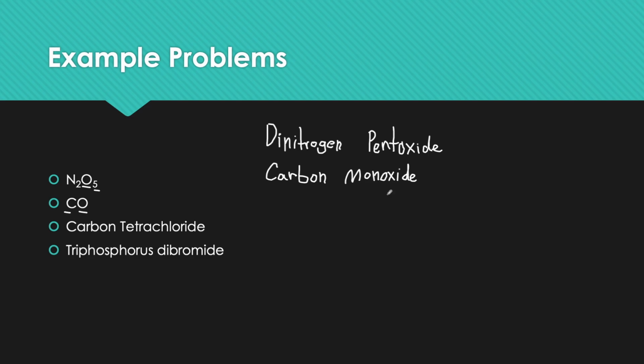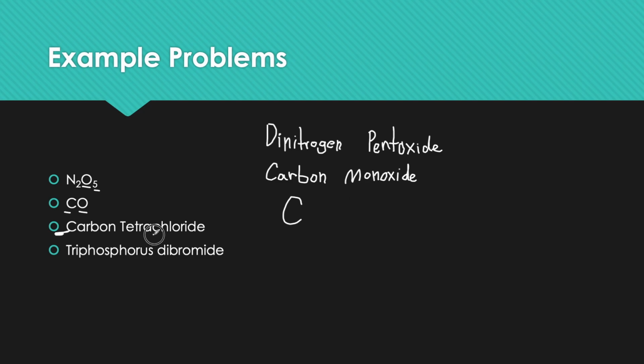Our next two examples, we've got to go the other direction. So we're given the name carbon tetrachloride, and now we have to write the chemical formula for it. Well, carbon has no prefix in front of it, so that tells us that there is only one carbon atom. So I'm just going to write a C with no subscript, because you never need to write a subscript of 1.